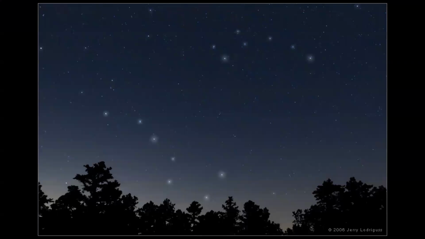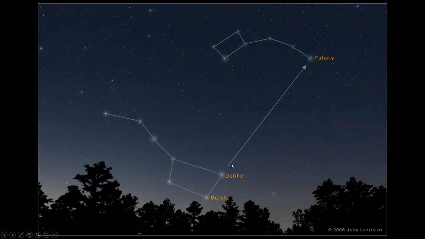Here we see the night sky facing toward the north. Here's the North Star. Here's the Little Dipper. I've kind of highlighted the stars to make it easier to see. You can see the Big Dipper here, Little Dipper there. 2 stars in the cup of the Big Dipper, Dubhe and Merak, point right over here to Polaris to help you find it.